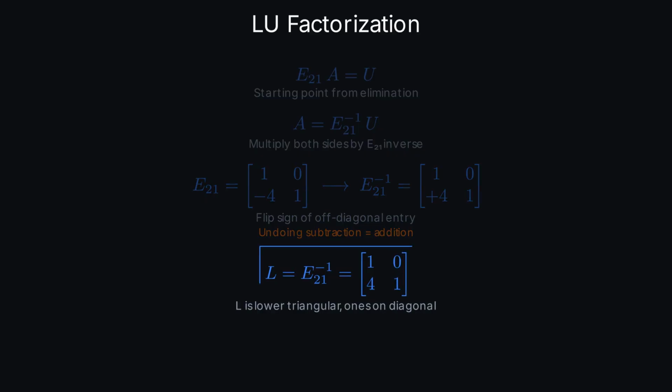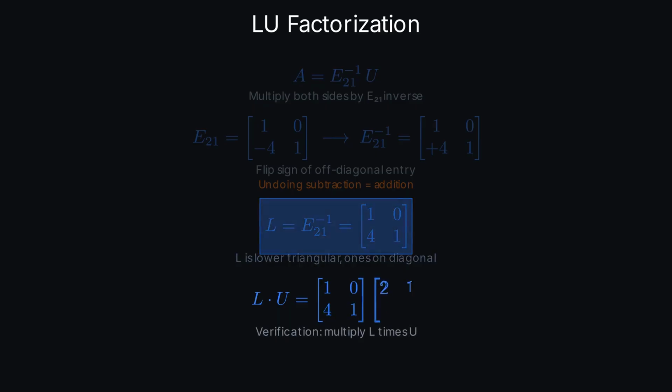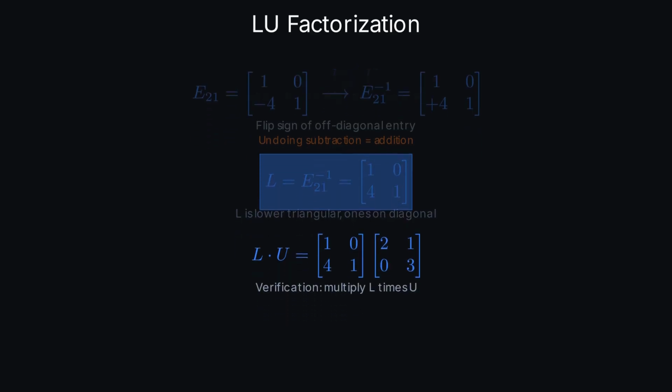This inverse matrix is what we call L. L equals the matrix with first row 1, 0, and second row 4, 1. Notice that L is a lower triangular matrix, meaning all entries above the diagonal are 0, and it has ones on the diagonal. Now let's verify by multiplying L times U.